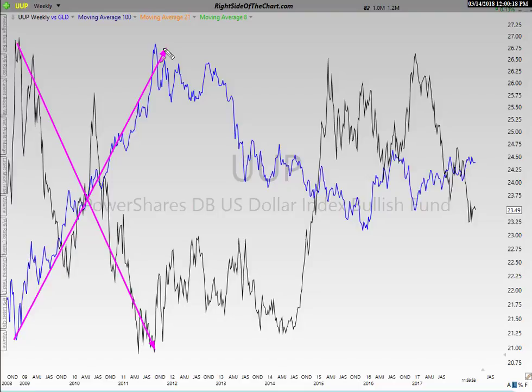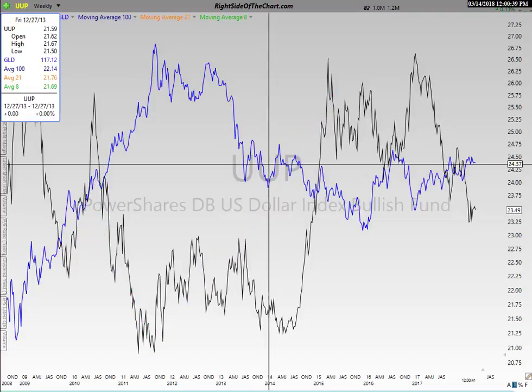Likewise, down here, you can see the US dollar, in black, bottomed, and that's when gold topped. So the correlation is pretty clear, especially over time. Now, I will say this: as with just about any two asset classes that have any type of correlation, there are some temporary disconnects, but for the most part, you can see it pretty clearly.